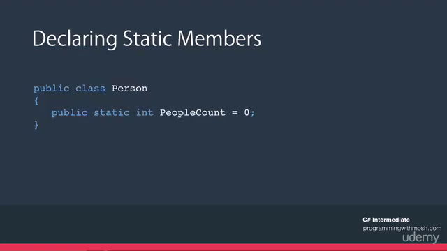To declare a member as static, all you have to do is use the static keyword after the access modifier. You can use static on any members of a class. Okay, that's enough theory. Let's open up Visual Studio and do some coding.